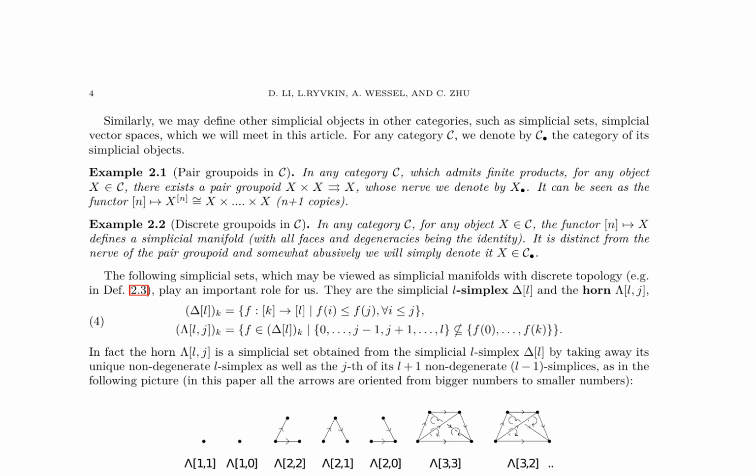The concept of a simplicial manifold is introduced, denoted as C, which includes examples such as pair groupoids and discrete groupoids in C. The simplicial simplex Δ^L and horn Λ^L_J are defined, playing crucial roles in the study of Lie n-groupoids.